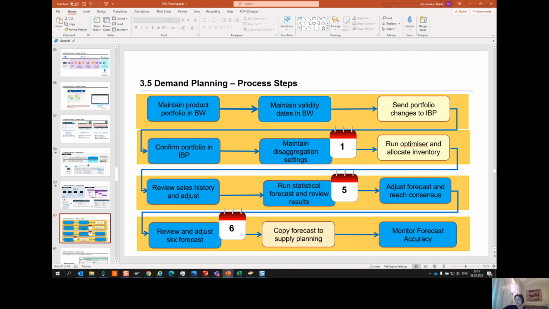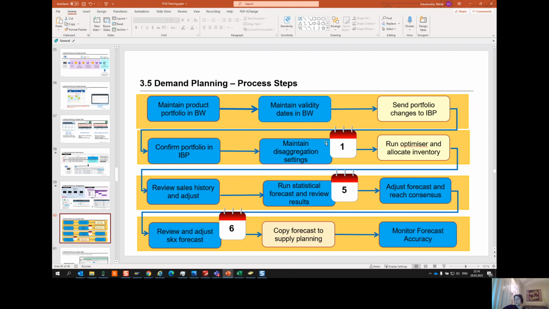So as I said, first planners need to maintain the portfolio, maintain validity dates, send it to IBP, synchronize the data, and validate it in IBP, like a double check that everything is correct. Then they need to maintain disaggregation settings, like the proportions, consider write-offs, and so on. And this happens on the first working day of the month. So all these steps are carried out prior to that, at the end of, or throughout, the previous months.